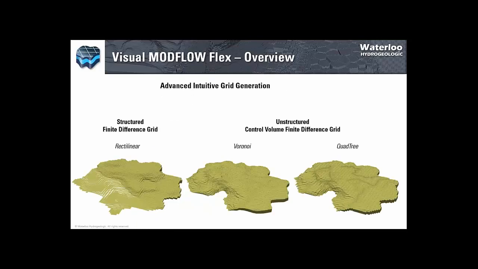In order to build your numerical grid, we have 3 different types of grids that you can work with. So there's the standard rectilinear grids that are in the main family of MODFLOW codes, and the more modern control volume finite difference grids, which we support the Voronoi grid type and the Quadtree grid type, which is new to version 6.